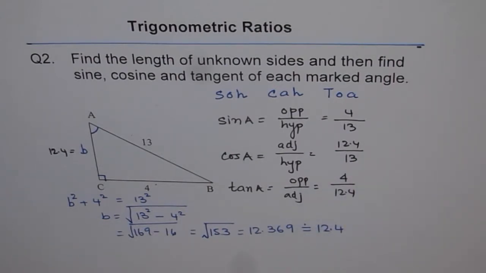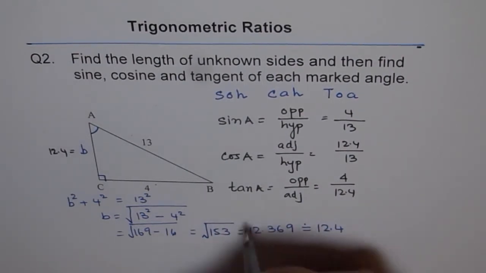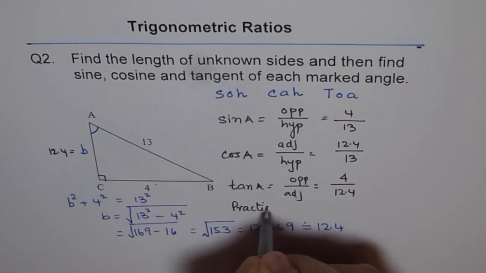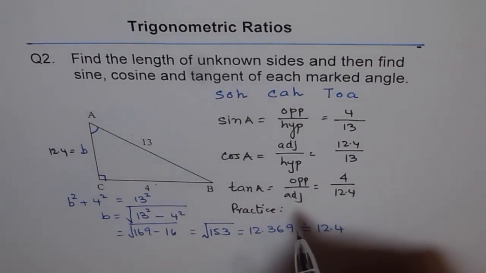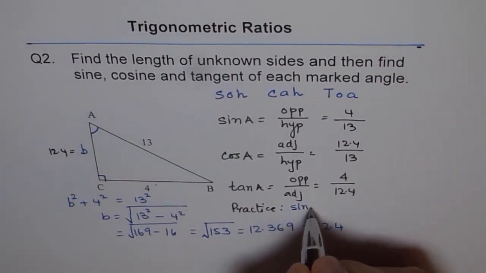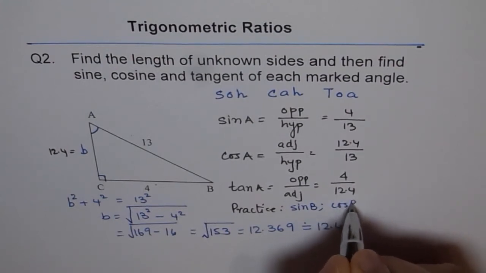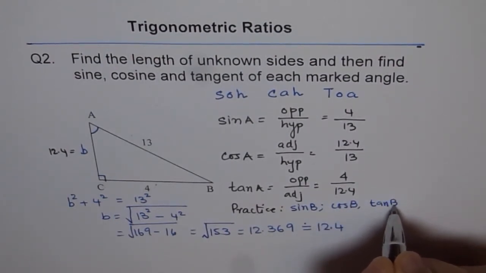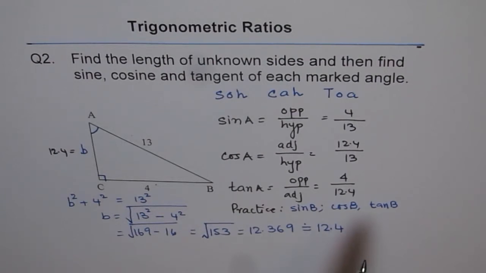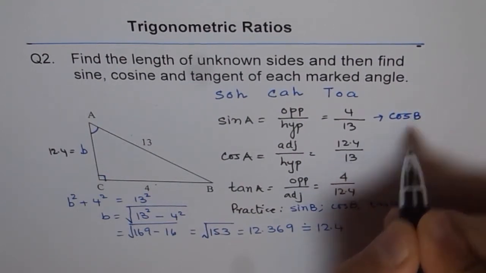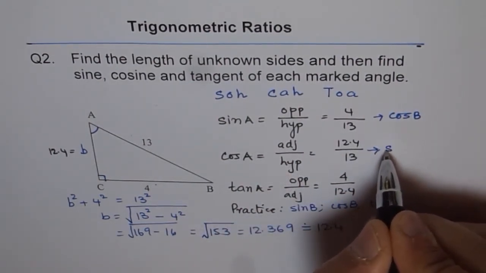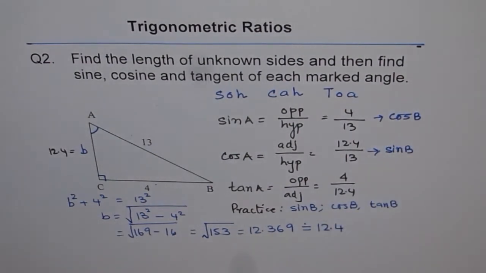Now, as an added exercise for you, let me give you a practice question. So this is your practice problem. You need to find sine of B, cos of B and tan of B. Find these, right? Once you find this, compare the value of sine A with cos of B. Compare the value of cos A with sine of B and see if there is any relation or not, and figure out why it is so.